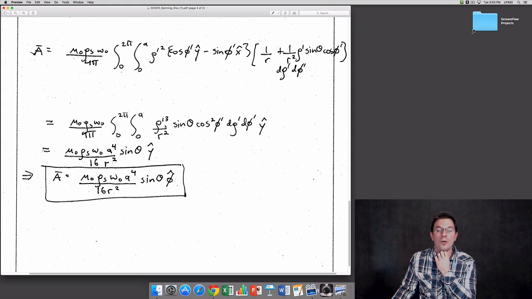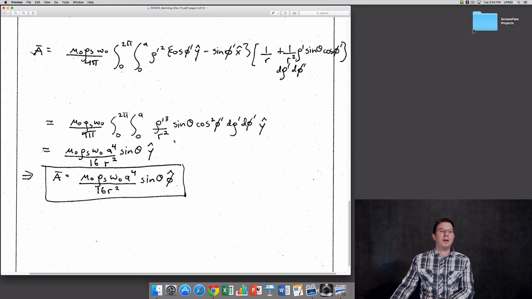The integration over rho prime right here is trivial. You're just integrating rho prime to the third. That's rho prime to the fourth over 4, evaluated from 0 to a. That's where the a to the fourth comes from. And then you are simply integrating cosine squared phi from 0 to 2 pi. That term doesn't fall out, and when you carry out both of those integrations over rho prime and over phi prime, voila, you end up with this expression right here. So in the far field, on the x-axis right here, this is the expression that you get for the magnetic vector potential due to a rotating disk of charge.